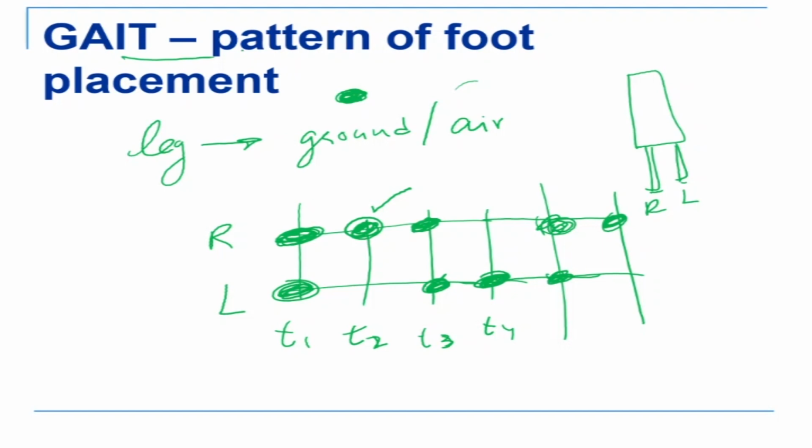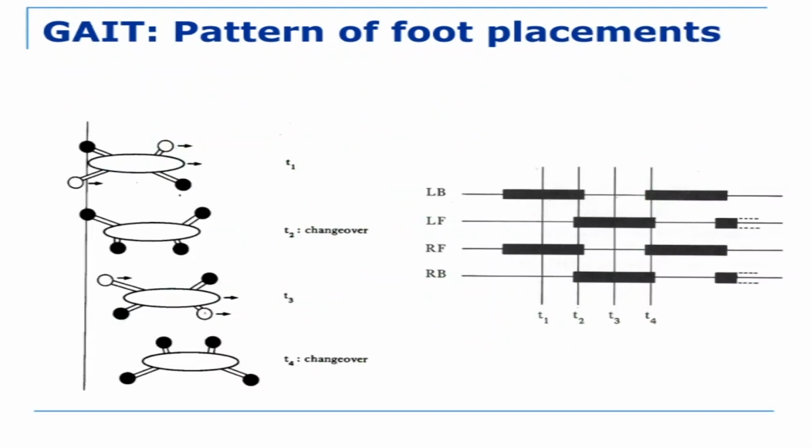In the case of a quadruped robot like this, something similar to what we saw for the big dog, when there is a black mark, it indicates that the leg is on the ground. So there are four legs here. If this is my front direction, this is the right front, this is the right back, this is the left front, and that is the left back leg. These are instants of time T1, T2, T3, T4.